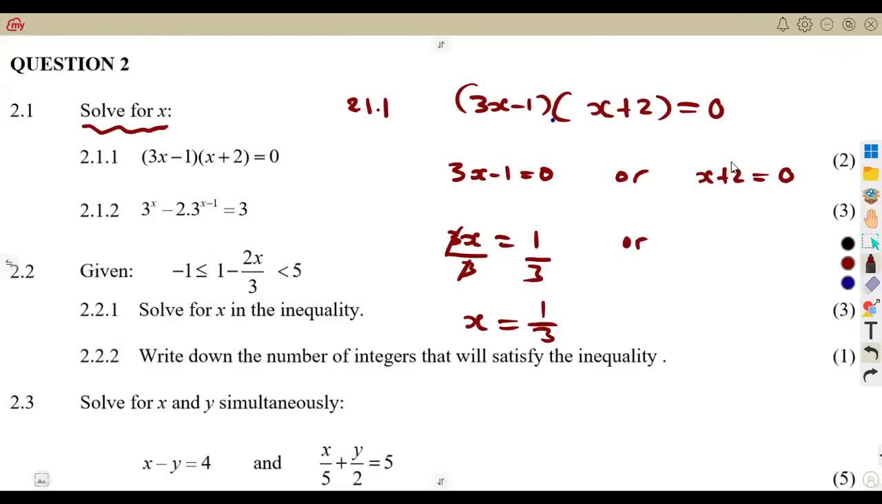Or we can do this. Transpose the 2 to the other side. It becomes a negative. So x is equal to minus 2. So just like that, these are the possible values of x. x can be this.